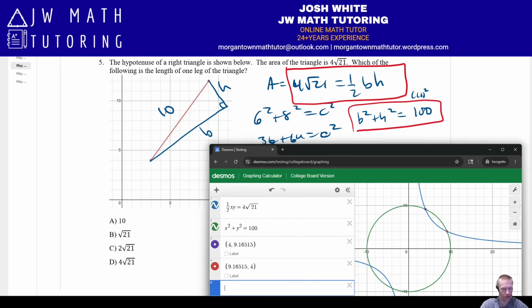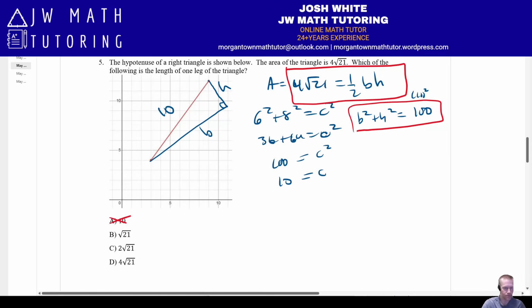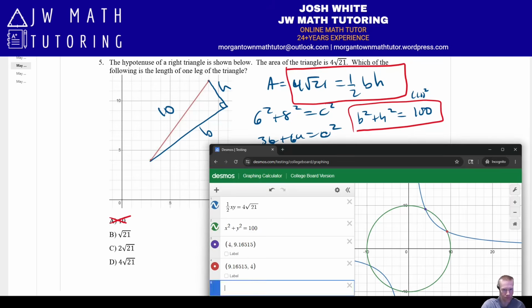Okay, 4 is not an answer choice. So do we have an answer choice that's equal to 9.16515? Okay, well, it's obviously not A. A is equal to 10. Get rid of that. Let's check B. Square root of 21. Nope, not it. 2 root 21. Yes, that looks like it's going to be it.